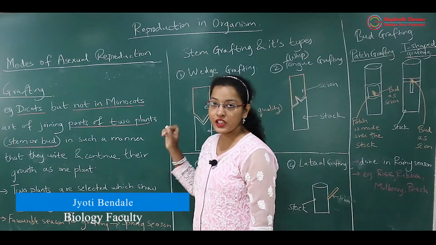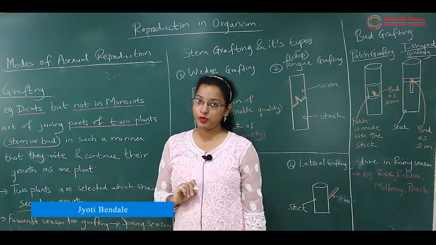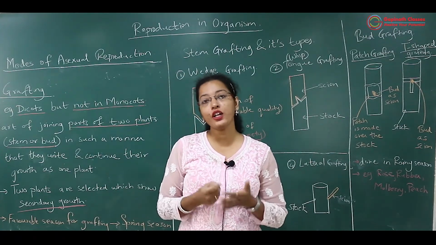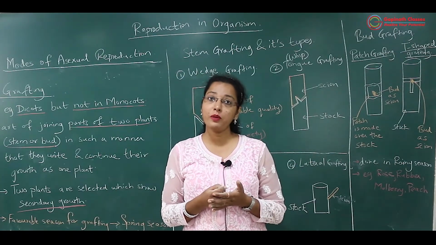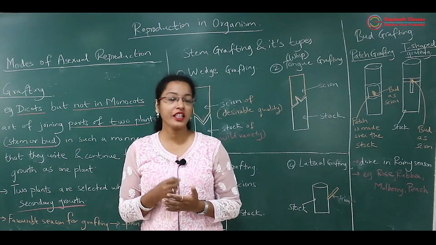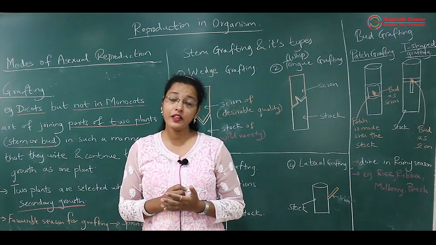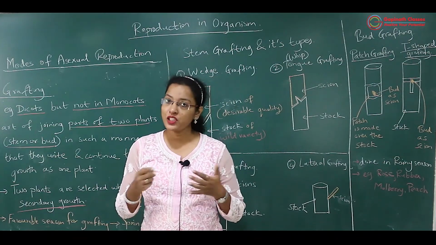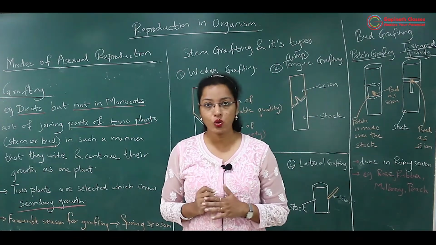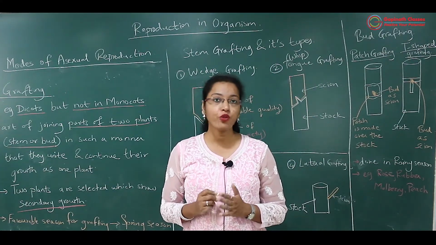So we'll start with the next artificial vegetative propagation, that is grafting. What is grafting? Grafting is the art of joining two parts of the plant, and these two parts of the plant can be stem or else bud, wherein these two plants are chosen in such a way that these plants should show secondary growth or else cambium formation.